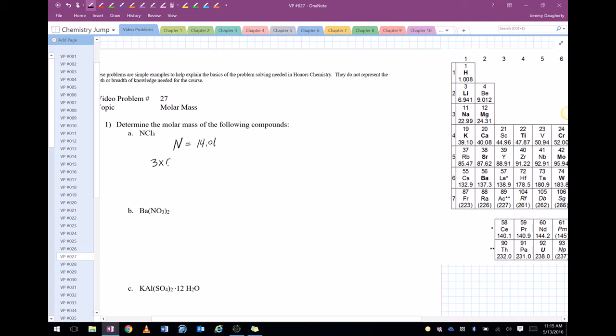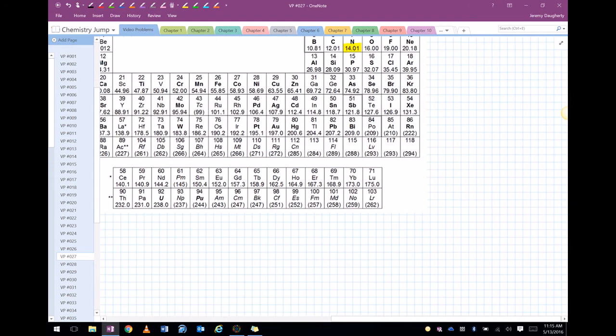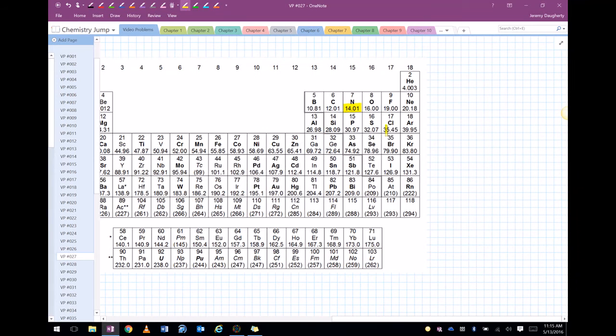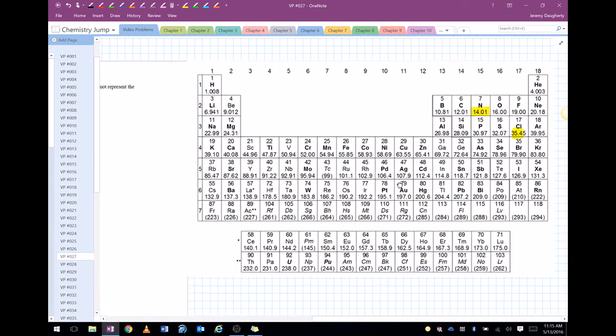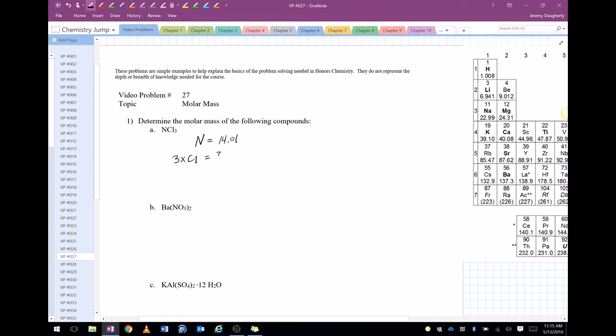Each chlorine, and we'll talk about units here in a second, each chlorine, there's chlorine right there, weighs 35.45. So I'm going to take 35.45 and multiply by 3. And so I'm going to get my total answer here. I've got 14.01 plus 3 times 35.45. So I get a value of 120.36.